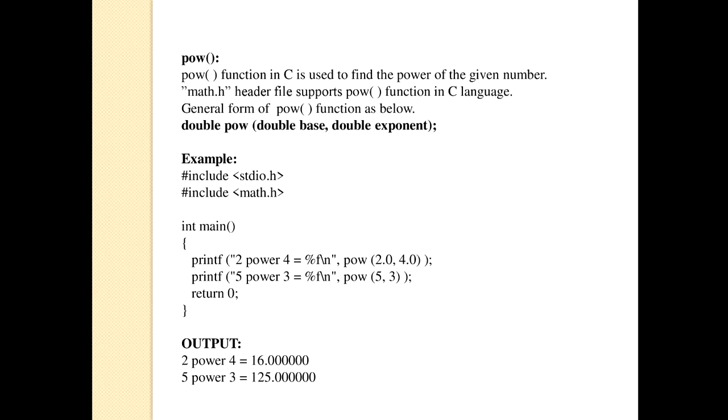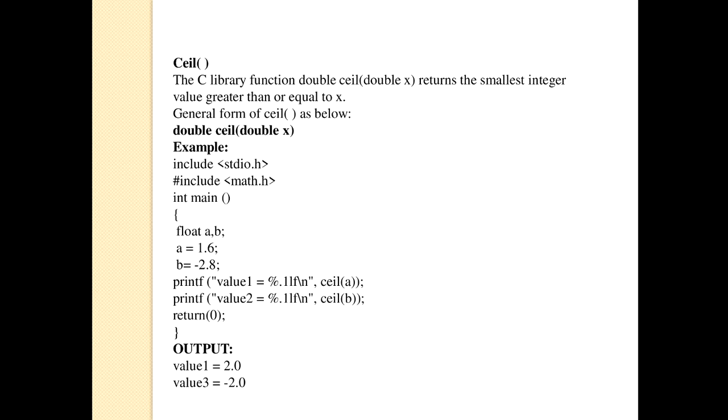The second example is power(5, 3), which means 5 is the base and 3 is the exponent, so 5 raised to 3, and hence you will get the output as 125, meaning 5 into 5 into 5; you just multiply 5 three times. In the first example you multiply 2 four times, 2 into 2 into 2 into 2, and that's why you will get the output as 16 and 125.00.